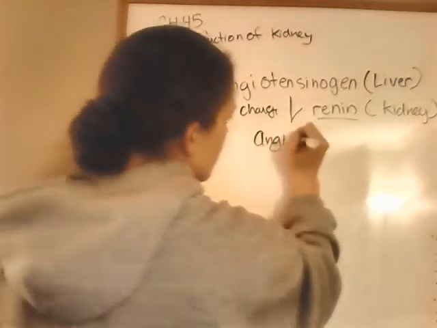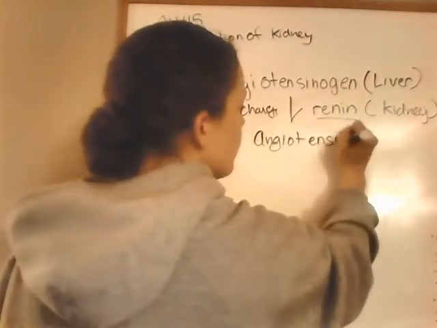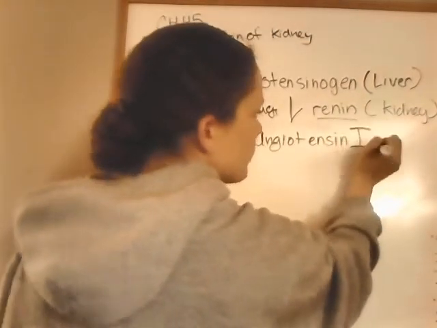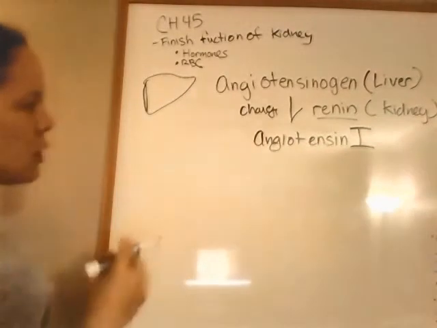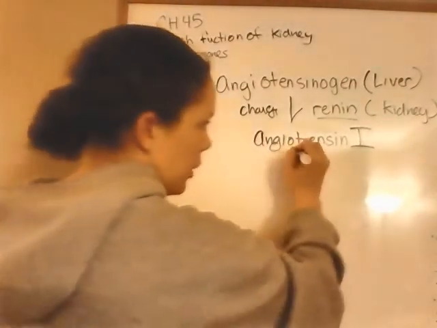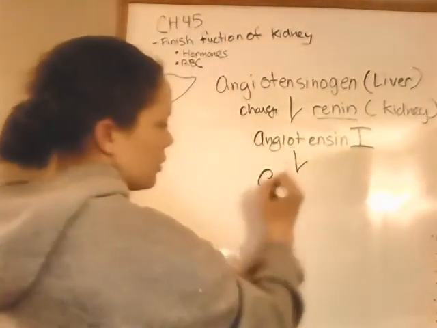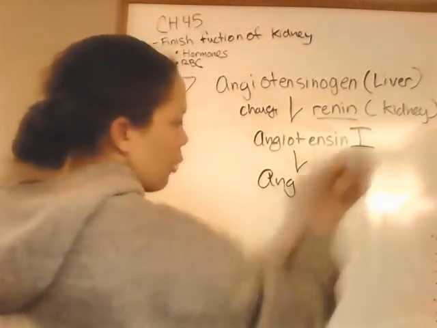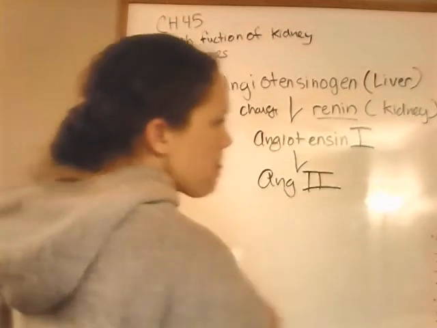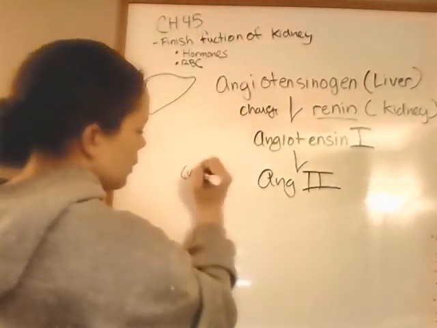to angiotensin 1. Let's see if I can spell this right. Angiotensin 1. So it changes it to angiotensin 1. From there, and again, like I told you, it's one of those enzyme cascades, it's going to change from angiotensin 1 to angiotensin 2. As a side note, this is a vasoconstrictor.